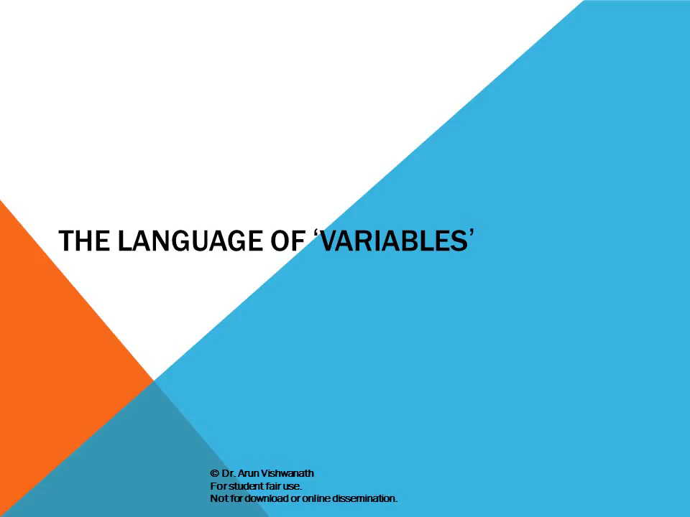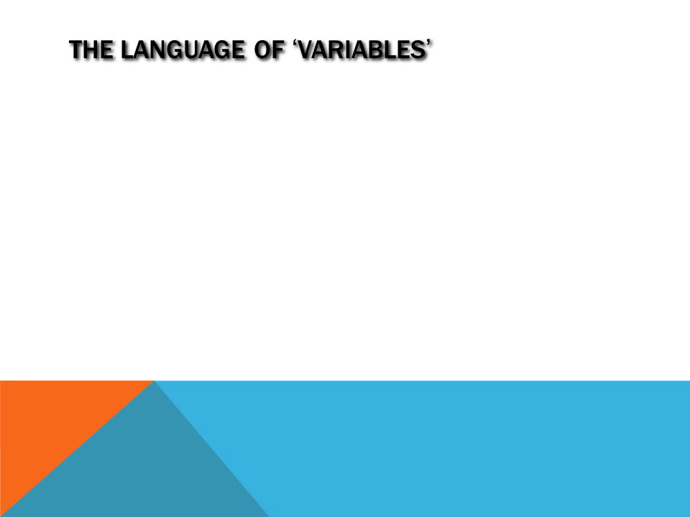In this lecture, I'm going to introduce you to the language of variables. First things first, what's a variable? A variable is any observation that can take different values. Take a variable age. Age can take many different values.